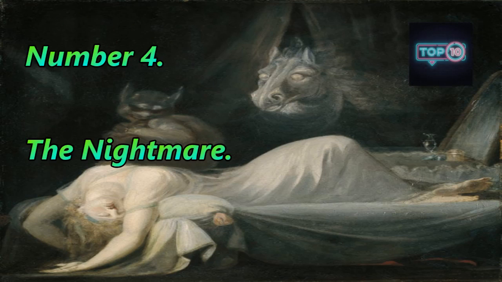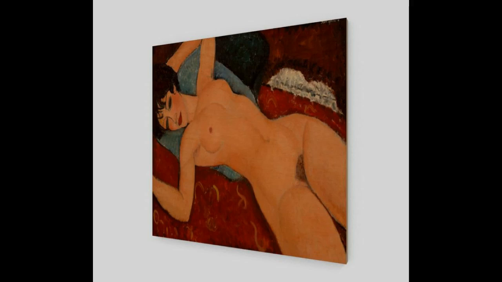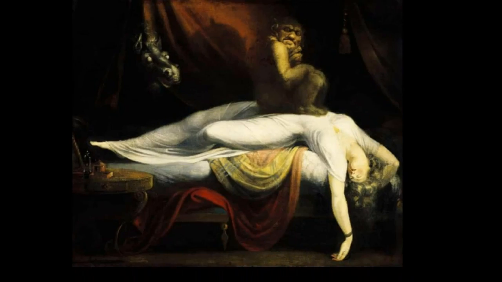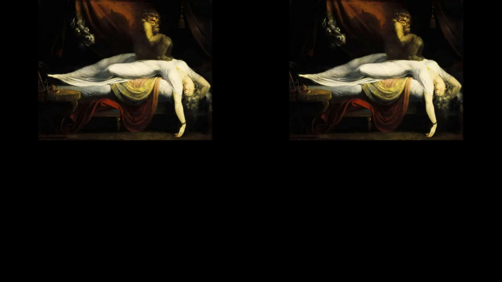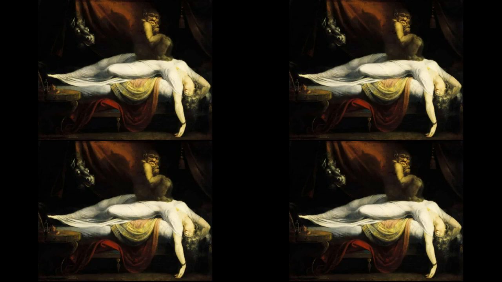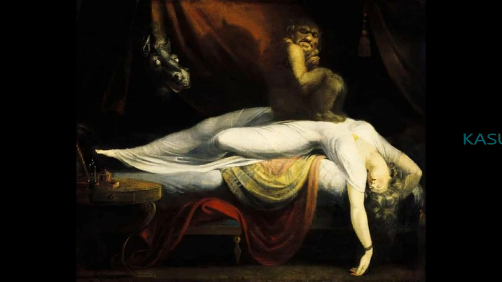Number 4. The Nightmare. In 1781, Henry Fuseli painted Der Nachtmahr, The Nightmare, in which an incubus or male sex demon rests upon the midsection of a sleeping woman wearing a robe, her arms and head hanging off the bed and the rest of her body in an arousing posture. A horse's head, belonging to a night mare, or nightmare, emerges from the room's thick shadows.